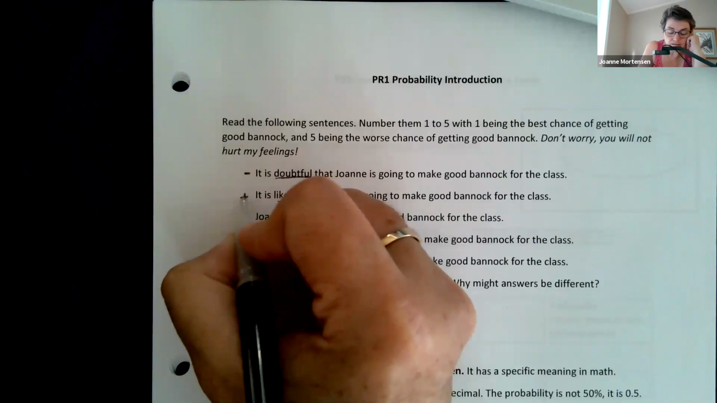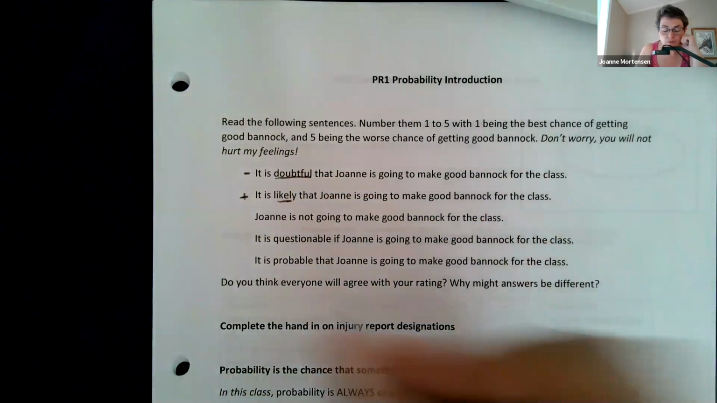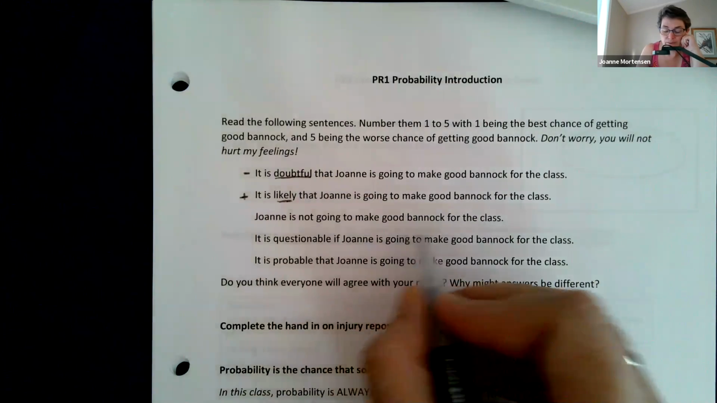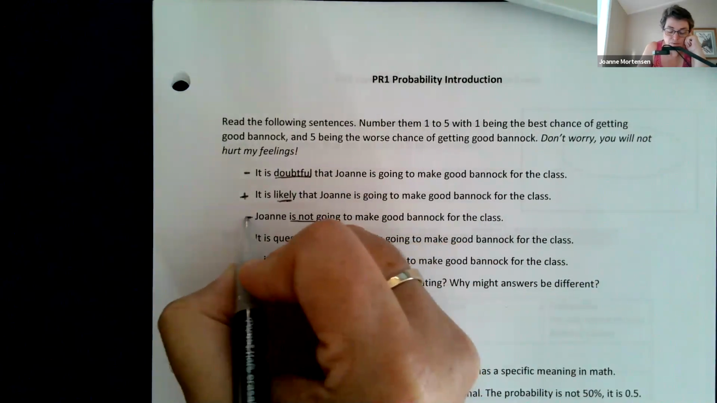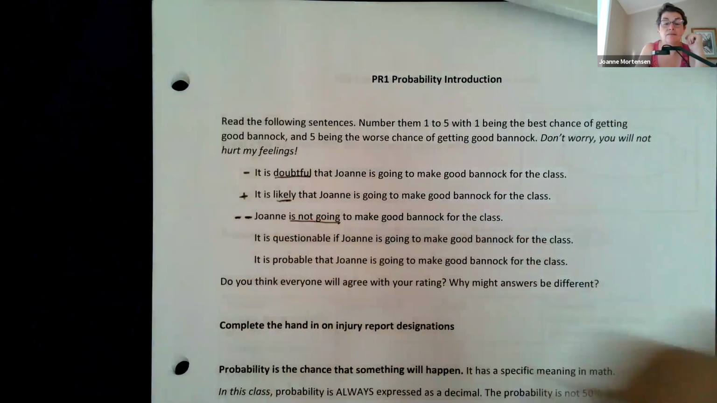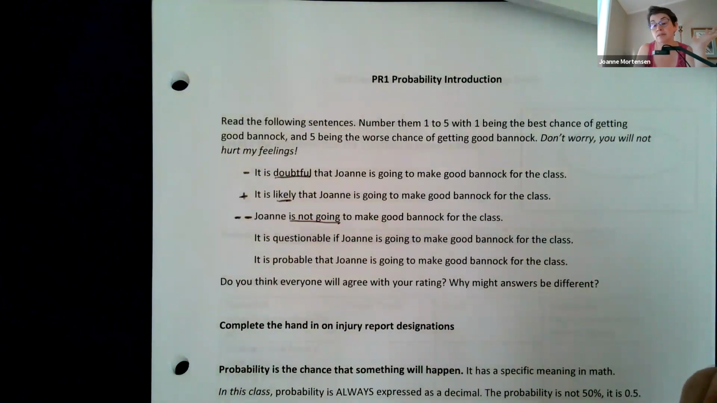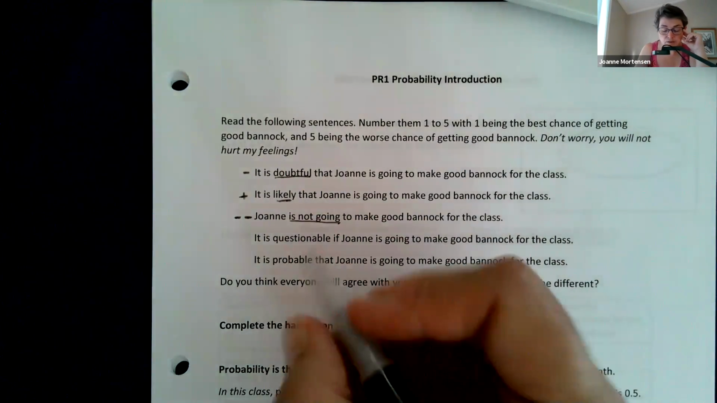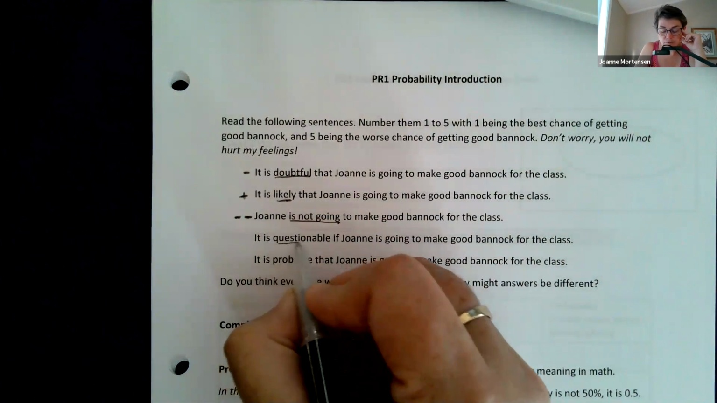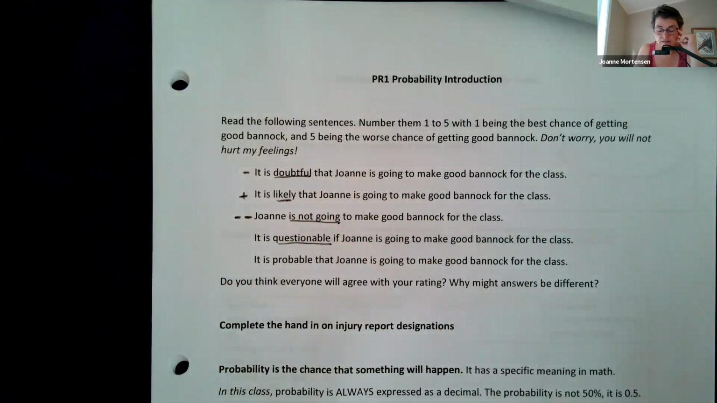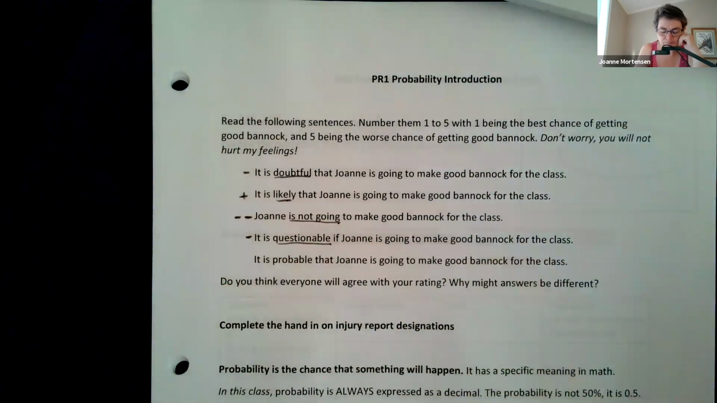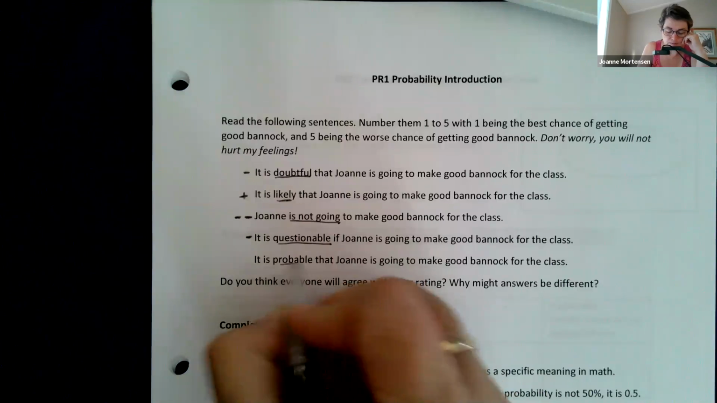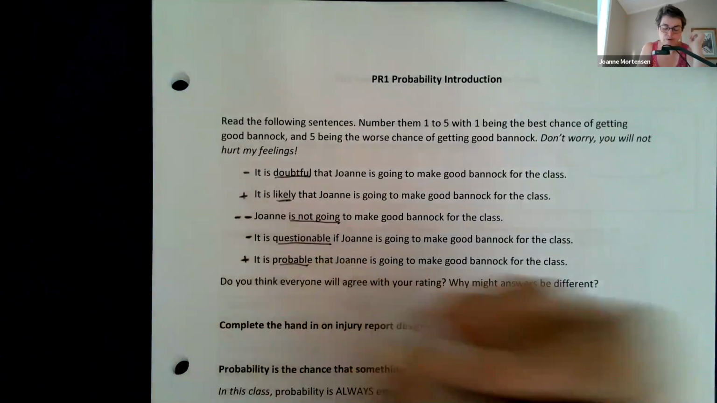And that's probably positive. Joanne is not going to make good Bannock for the class. Okay, is not going. So that's definitely more on the negative side. I mean, we're going to make that double negative. I don't know if it can get worse than that. Then we got questionable if Joanne is going to make good Bannock for the class. That doesn't sound like a very good chance there either. And we have, it is probable. So this probable sounds a little more positive.